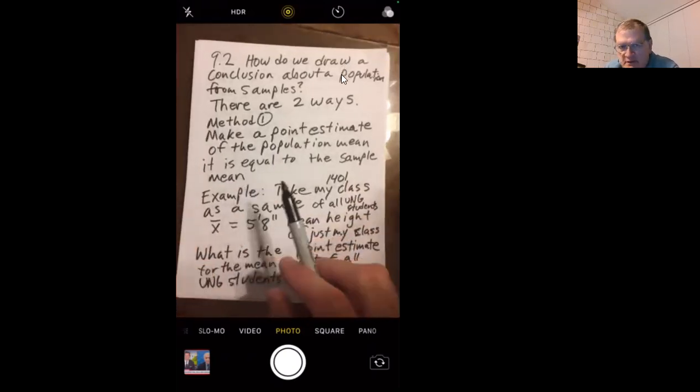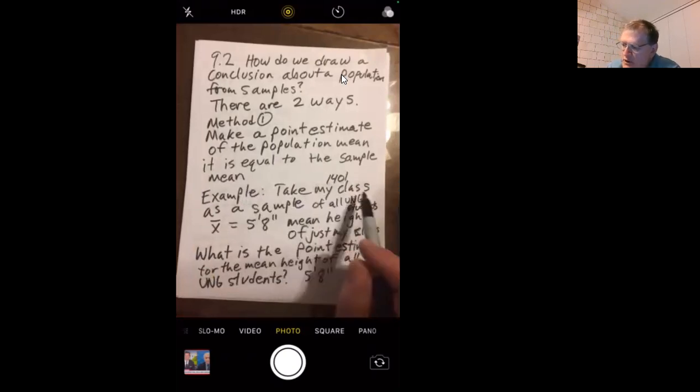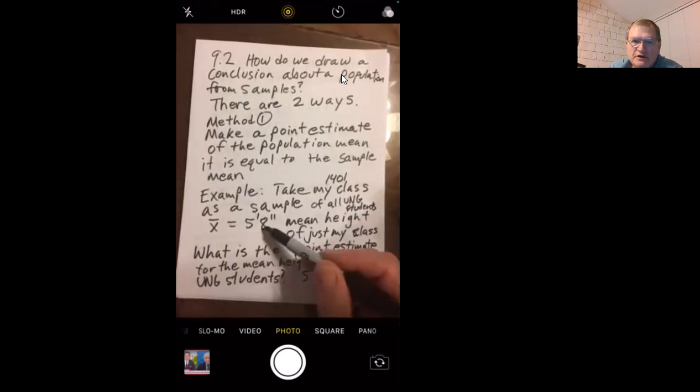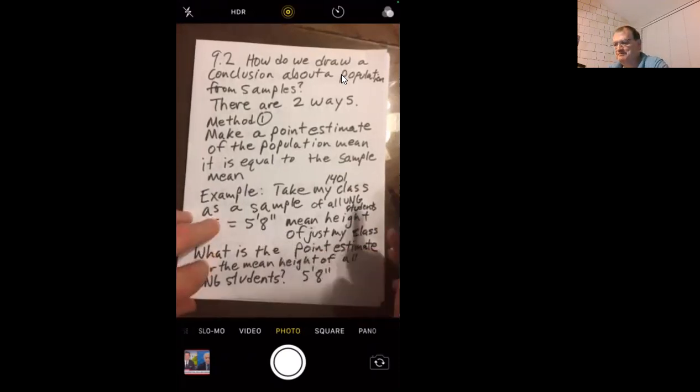So for example, if I had my regular class, a 1401 class, right there in front of me, and I could line them up and measure their height, and let's say I got a mean height of 5'8" for just my class, and then I want to take a point estimate: what is the point estimate for the mean height of all UNG students? Well, I basically assume it's identical to the sample I just took, 5 feet 8 inches.